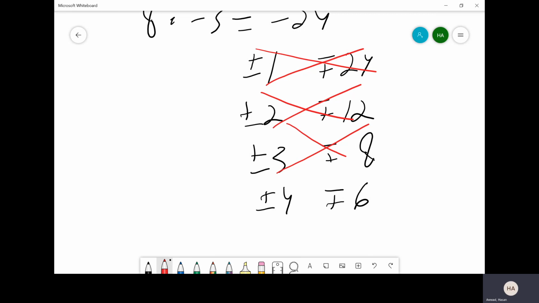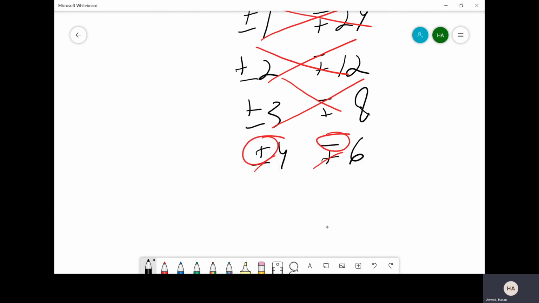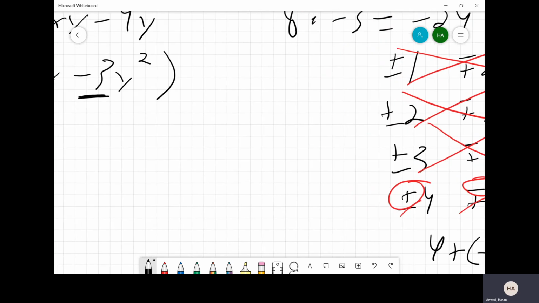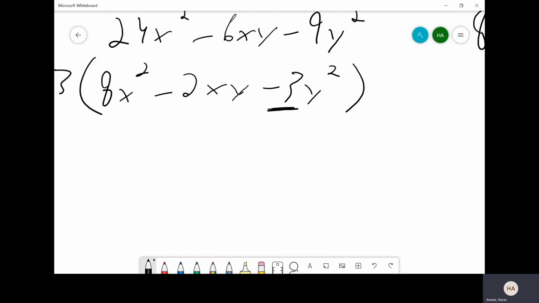But when we look at the final one, we say, okay, well, what if we try a -4 and a positive 6? Well, that's going to be out because we're going to end up with a positive 2. But if we have the +4 and the -6, well, that's definitely going to work, right? And just to show, 4 plus a -6 is the same thing as 4 minus 6, which is -2. And that is exactly what we want, right? We wanted -2.